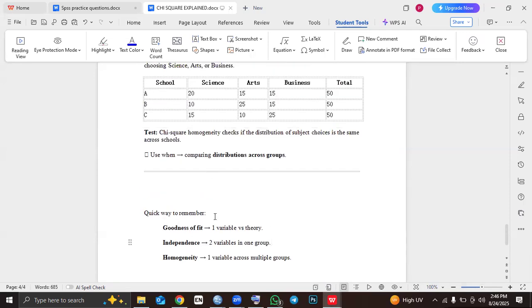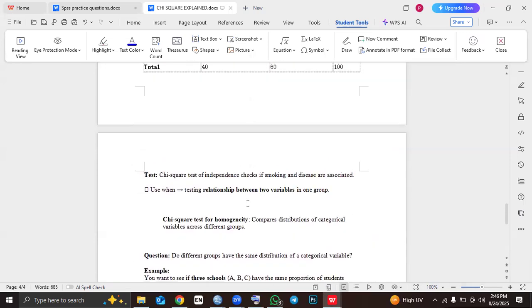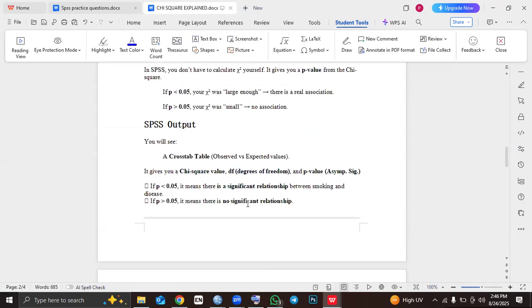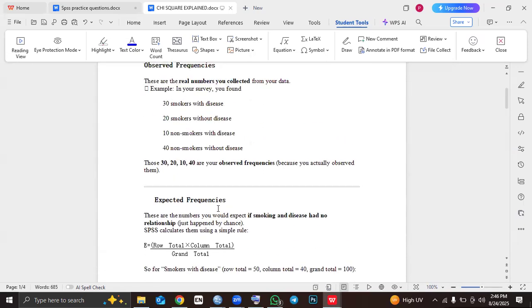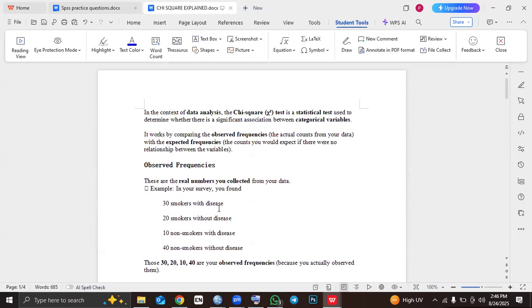Very simple, very easy. So this is a short summary of chi-square and the chi-square tests that we can run in SPSS. Next, we are going to look at examples of scenarios where we are going to use the chi-square test to run analysis, and also which specific test we are going to use for our analysis. See you in the next one.